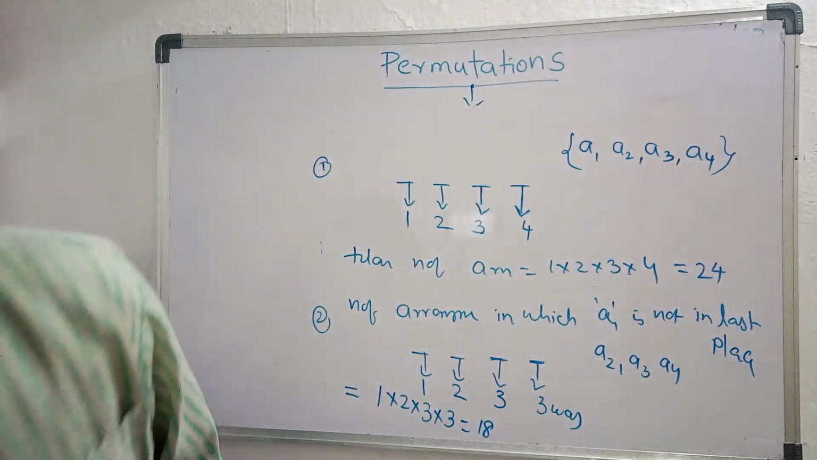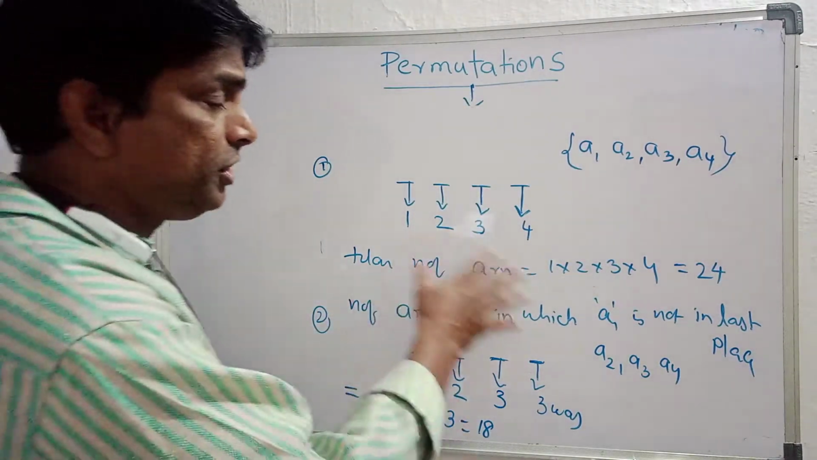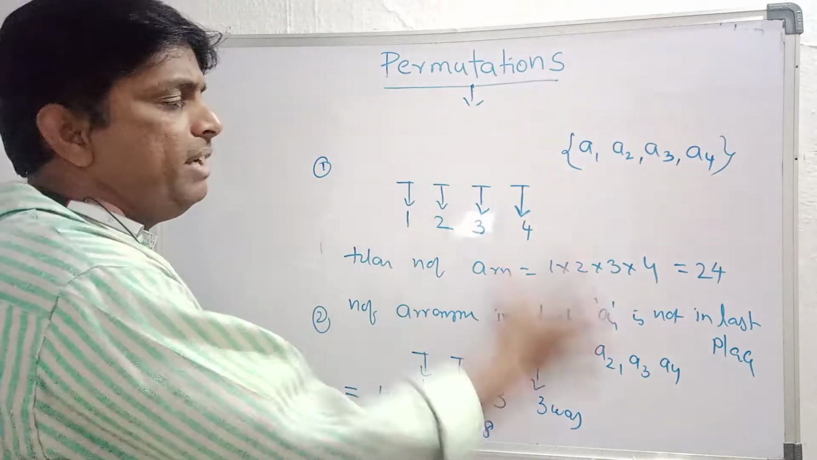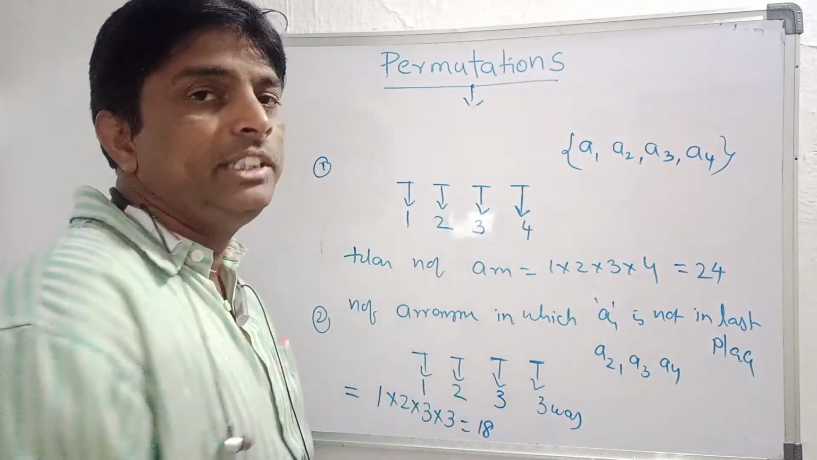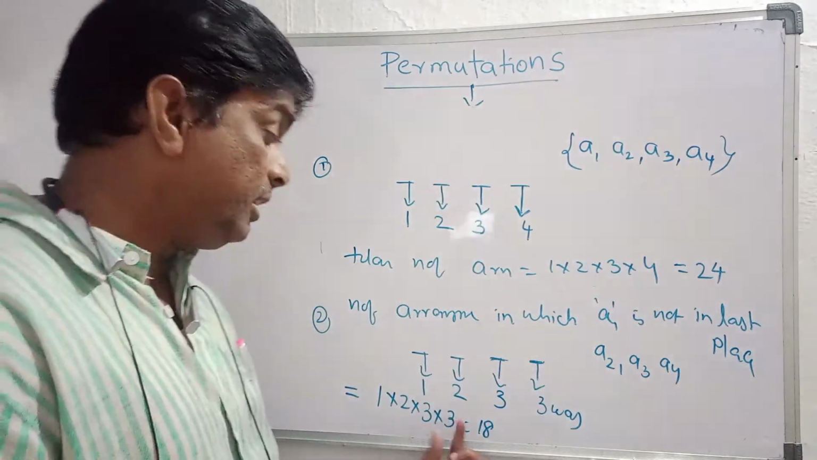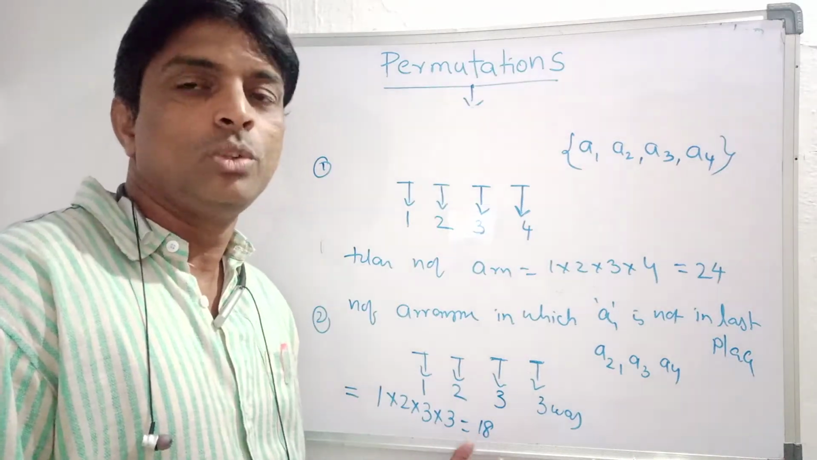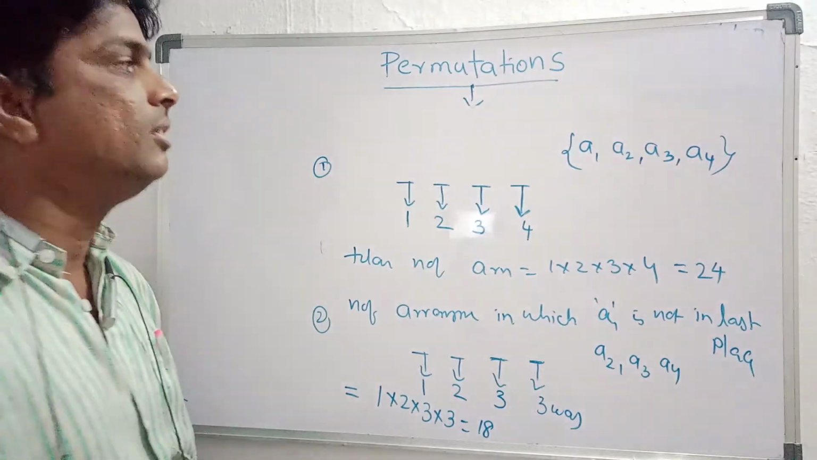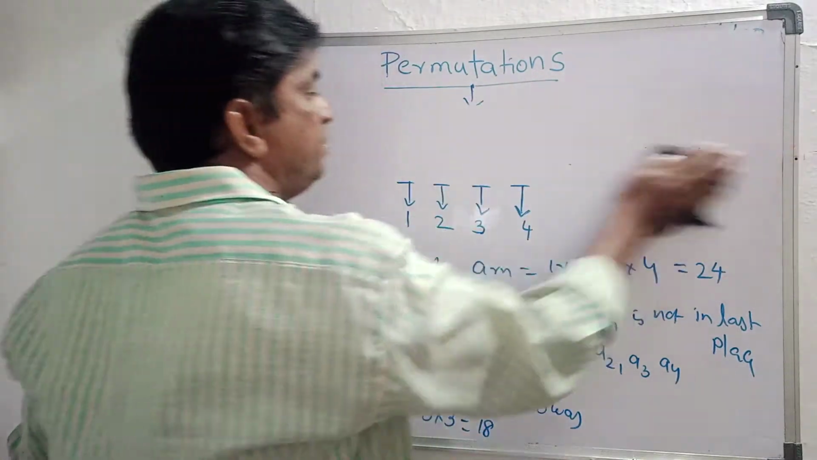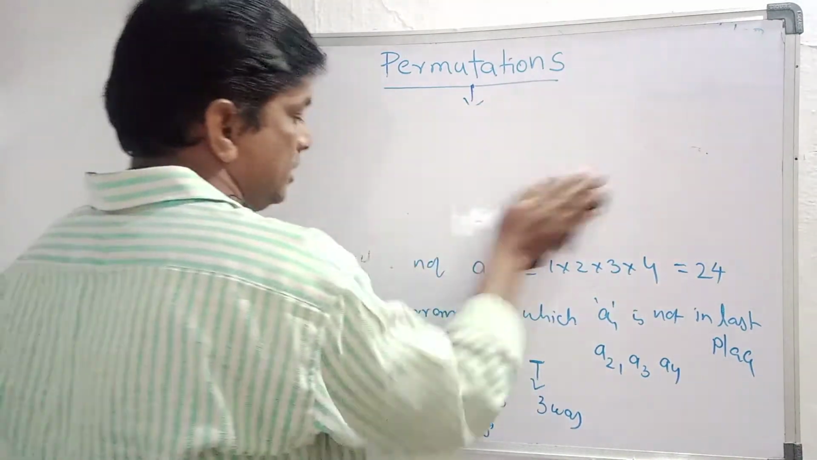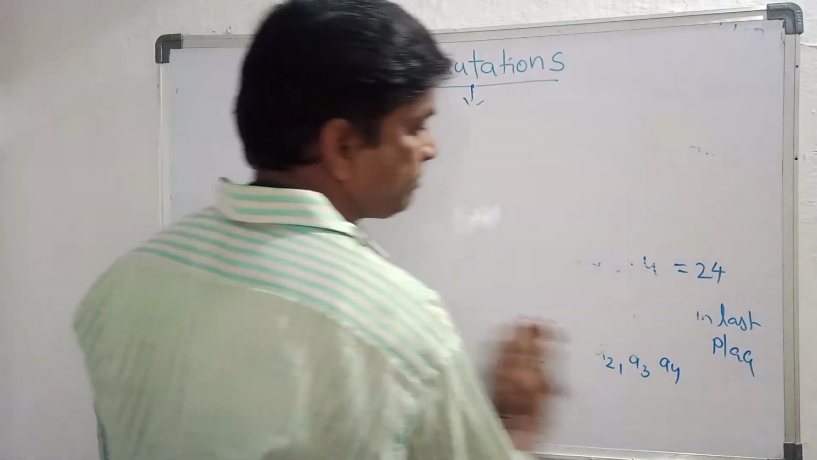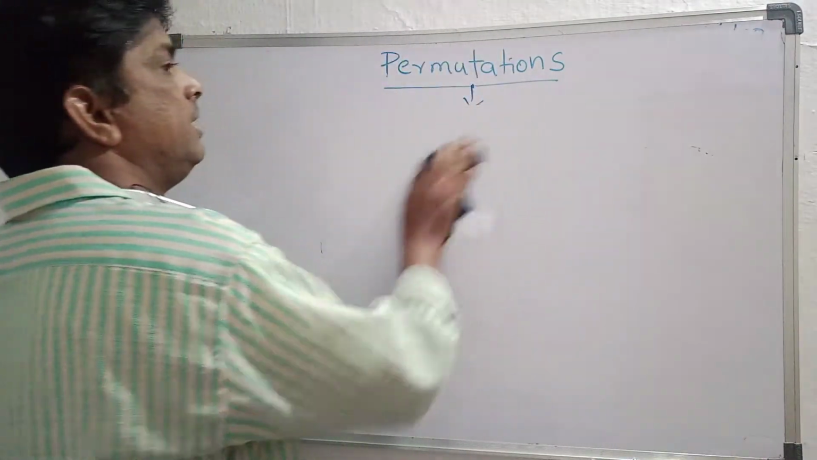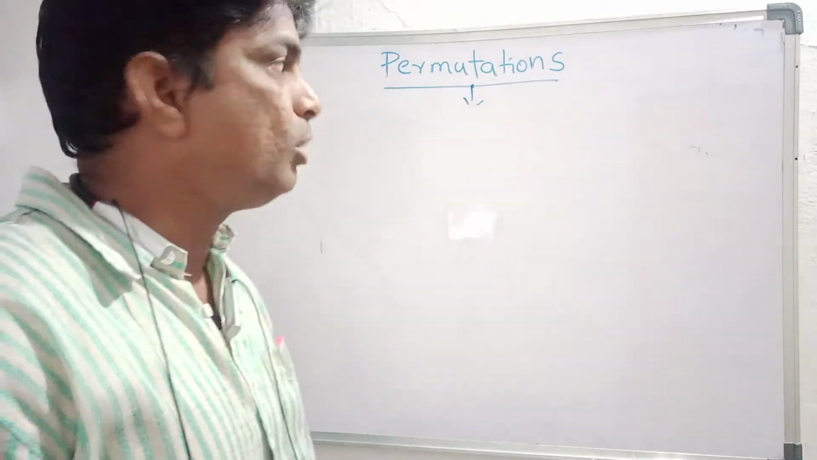I think you might have seen the major advantage of this counting principle of multiplication: I am able to get the total number of counting without actually writing the arrangements on the paper. Okay children, I hope this one is clear. Now let's take one more problem.